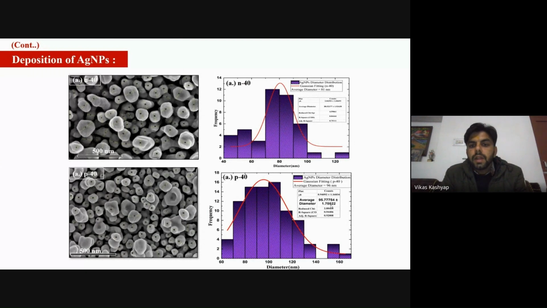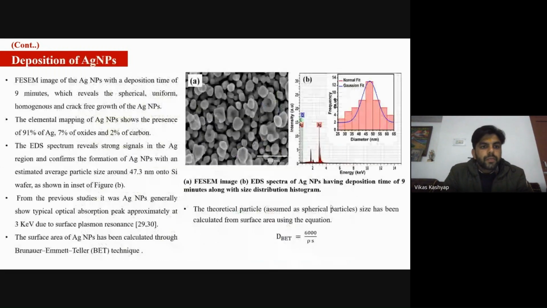These are the sample names. N40 is the N type silicon wafer, and P40 is the P type silicon wafer, where the diameter is 81 nanometer in the N type, and the diameter is approximately 96 nanometer in the P type, which is calculated by the image software. The deposition of the Ag nanoparticles reveals spherical, uniform, homogeneous and crack-free growth of the Ag nanoparticles.